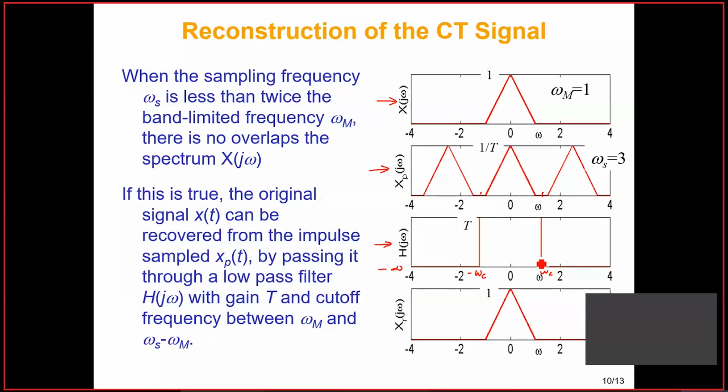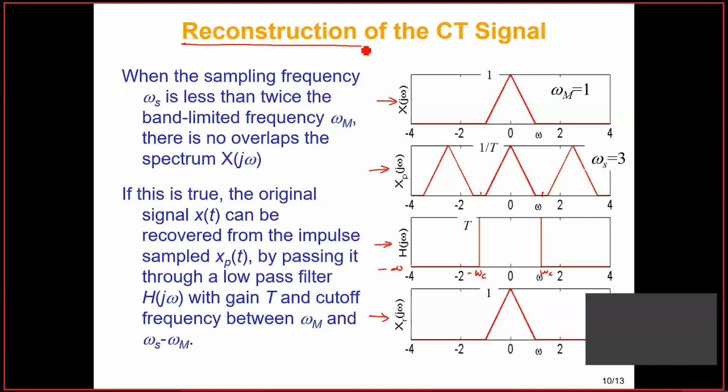So this is how we can do what is known as reconstruction of your continuous signal from the impulse sampled signal. This is very useful information because it allows us to go from, let's say, a normal signal to an impulse sampled signal and then come back from the impulse sampled signal to the original signal.